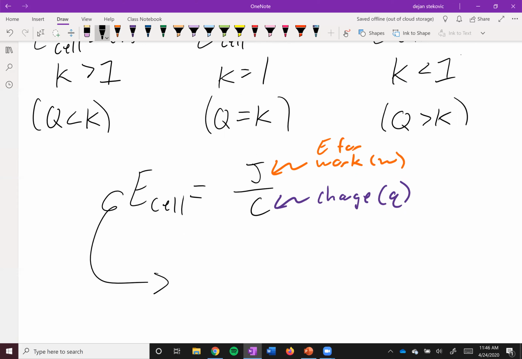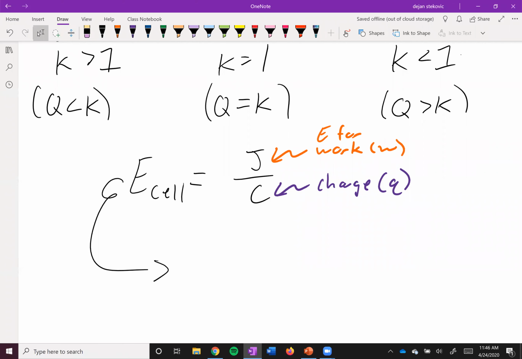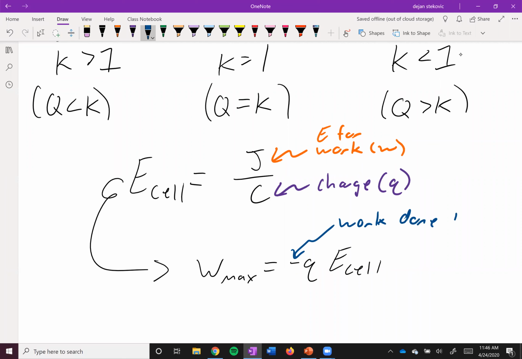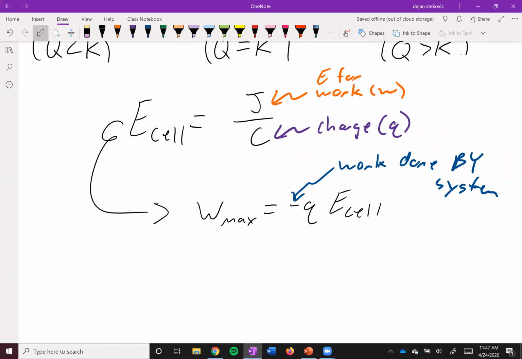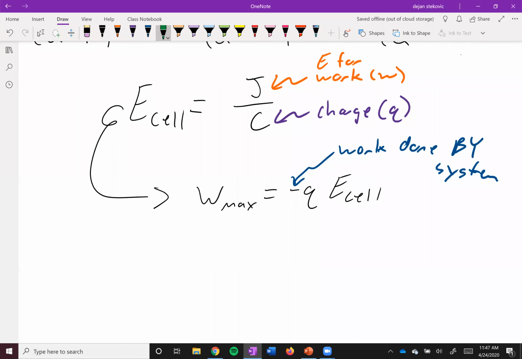So we can actually reorganize this equation. Substitute in work for these joules, and we get work max is equal to negative Q times E cell. You're thinking, where the heck is this negative coming from? It's kind of semantics, but we're talking about work done by the system. We just changed joules to work done, and then we made it negative because work is being done by the system, and then we switched in Q for coulombs to make it generic charge. And so you can actually go further. You can see the book for the derivation.